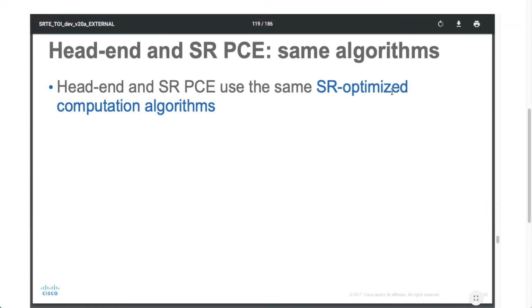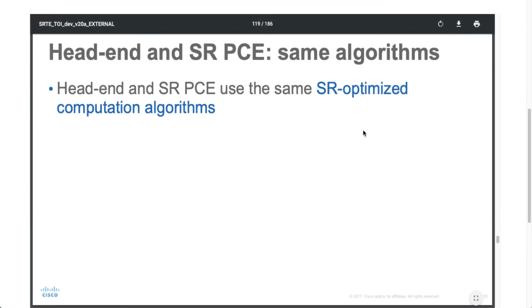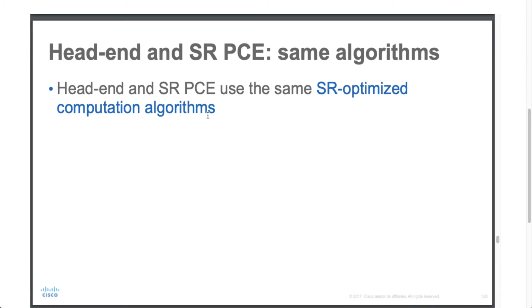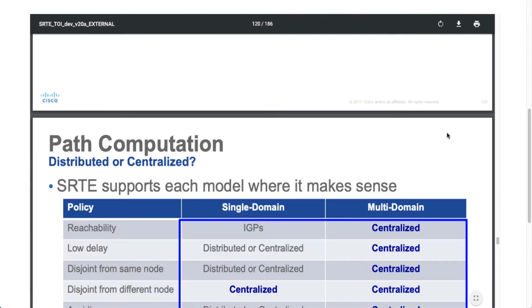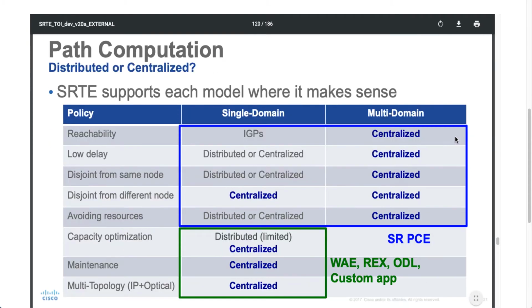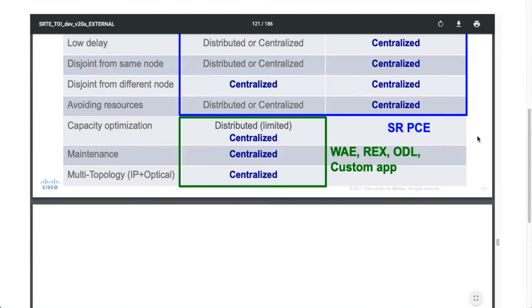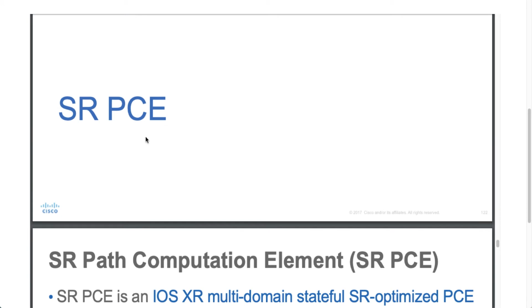The head end and SR-PCE run the same algorithm. Head end means your PCC device, and SR-PCE is in short called PCE. They primarily use the same algorithm, which is the SR optimized computation algorithm. The only difference is centralized versus distributed. With the SR-PCE, you can do a little bit more, and we will see some of those things as we go ahead and explore. You can take a look at the slide deck to understand a little more in detail. So let's spend some time on this.